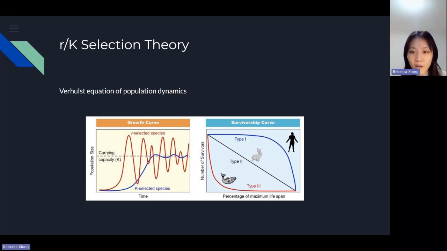Similar to this is the idea of the survivorship curve, where you have type 1, 2, and 3 organisms based on the number of survivors and the percentage of the maximum lifespan. For trout, fish, and salmon, there are frequently many offspring, but the survival rate is very low. So they go for a high volume, low survival rate strategy. Humans are the opposite end with type 1, where only one offspring is produced at a time with high investment, parental and energy-wise, and they live much longer and die slowly.